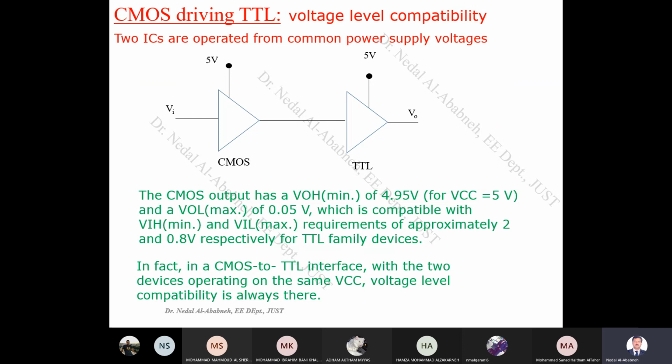بالنسبة للـ V output low للـ CMOS كمان it's very low, it's very close to 0.05، والـ V input low as we explained with the previous table، V input low بالنسبة للـ TTL 0.8، وبالتالي 0.05 it's less than 0.8، وبالتالي we don't have actually any problem related to the low logic condition. وبالتالي in both cases with high output logic and low output logic CMOS is compatible with the TTL and CMOS can drive the TTL.